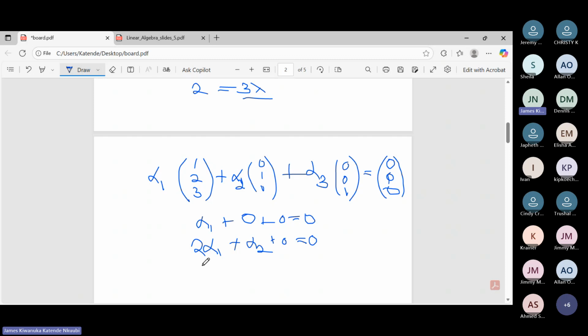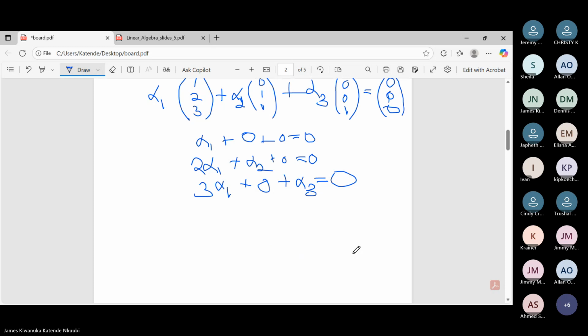Then the last one is what? 3 alpha 1 plus 0 plus alpha 3. All this is equal to 0. So now we need to solve this set of equations. And if the only solution we can find is that alpha 1, alpha 2, and alpha 3 are all 0, then we conclude that this set of vectors is linearly independent.